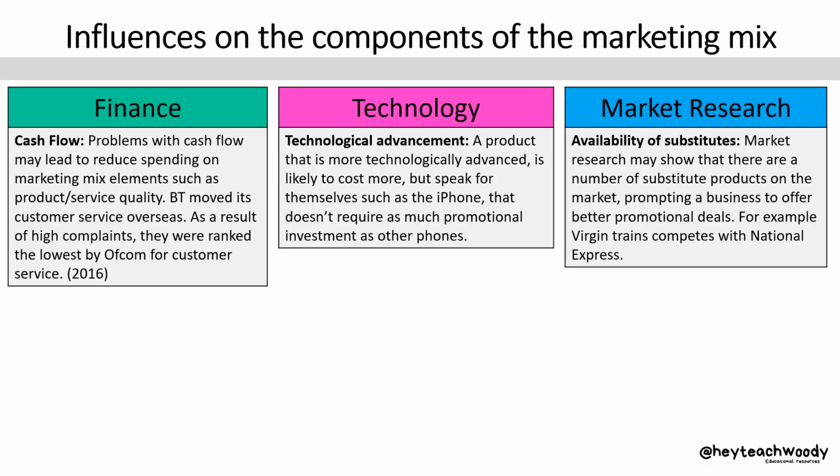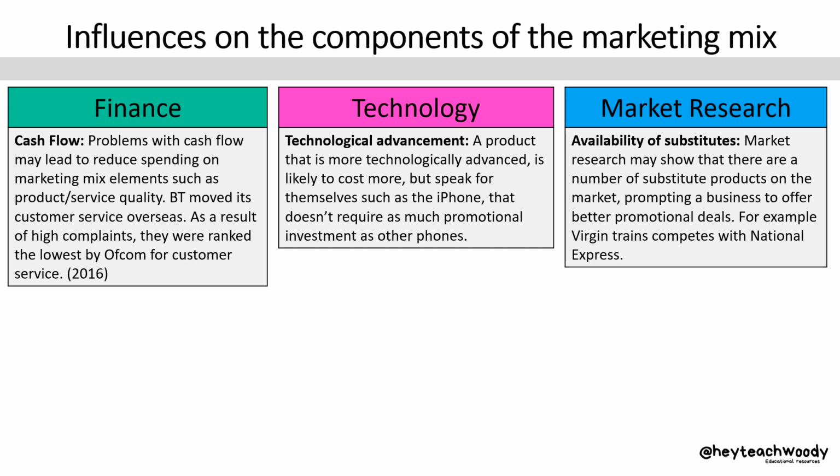So let's have a look at the influences on the components of the marketing mix. There are many different factors that influence marketing decisions as well, and these can be through the different functional areas of a business. Functional areas are the departments of the business. These can be like finance, technology, logistics, delivery, IT, operations, and so on.